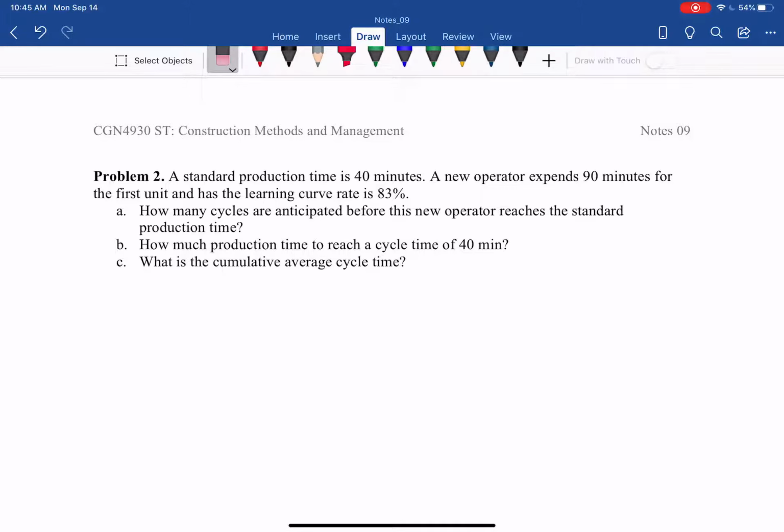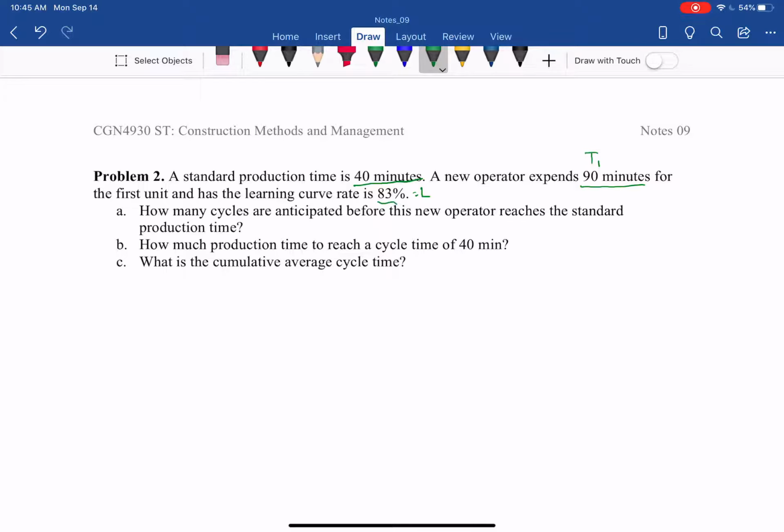Problem 2. A standard production time is 40 minutes. A new operator spent 90 minutes for the first unit and has a learning curve rate of 83%. So that 90 minutes is T1 and 83% is L, as you can see there. The question is, how many cycles are anticipated before this new operator reaches the standard production time?